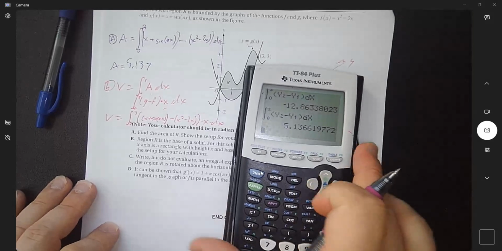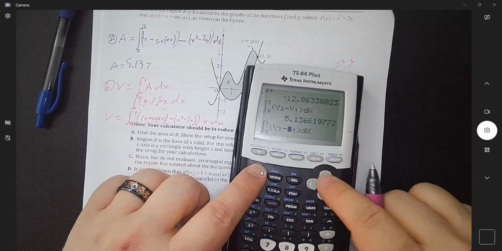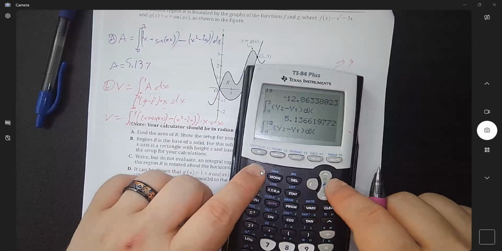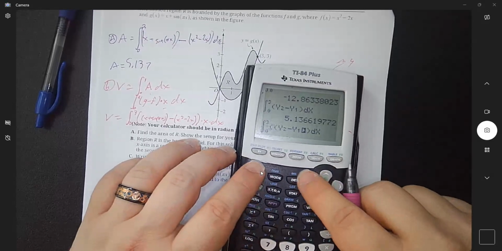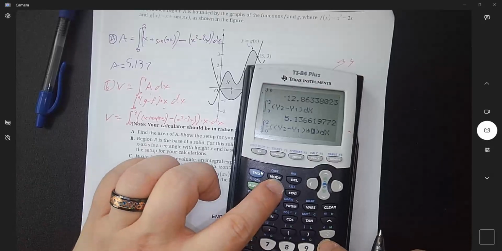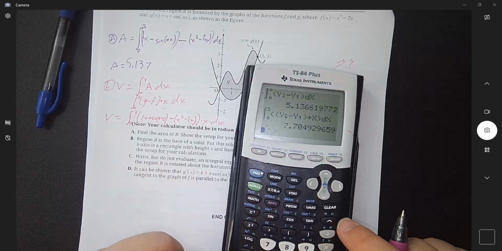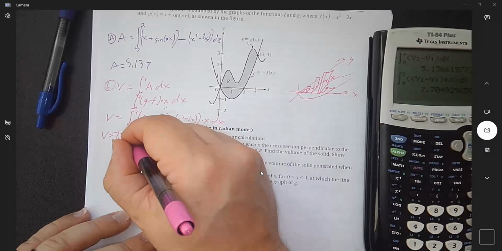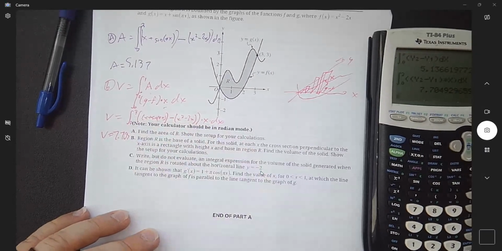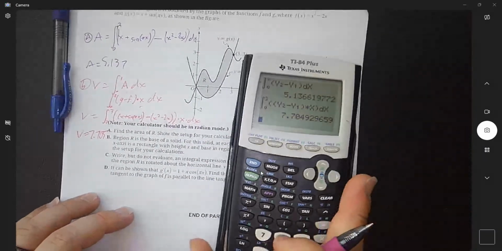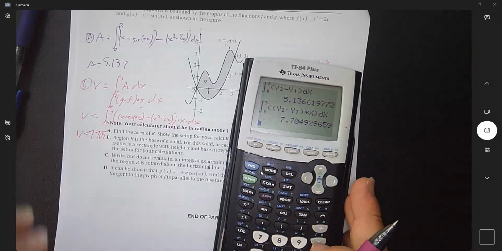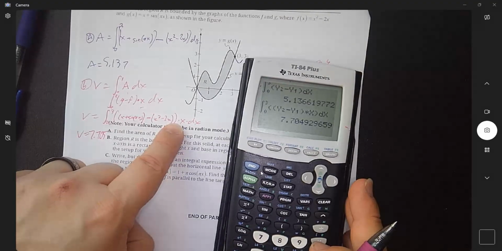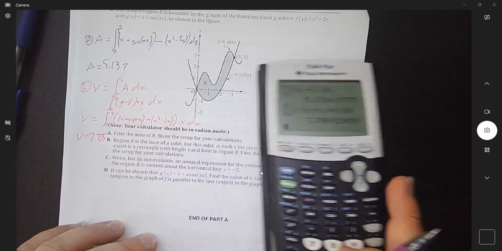So now really all I've got to do is take this and do y2 minus y1 times x dx. All right, and I get 7.77. So the volume I get is 7.05. Just making sure that I'm not crazy. That seems right. Base times height, dx. So that has units of volume.